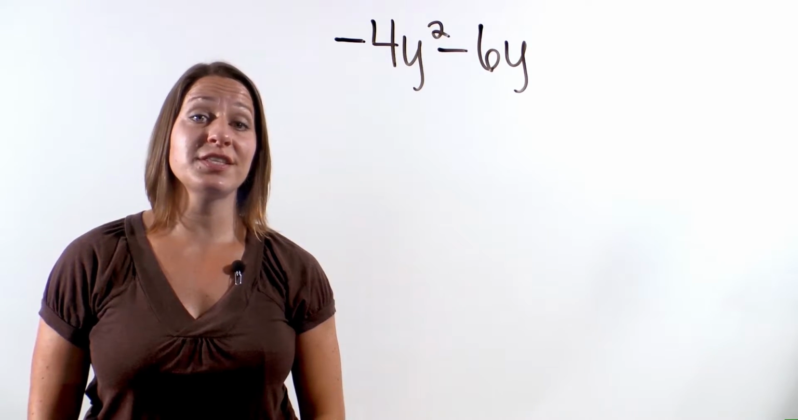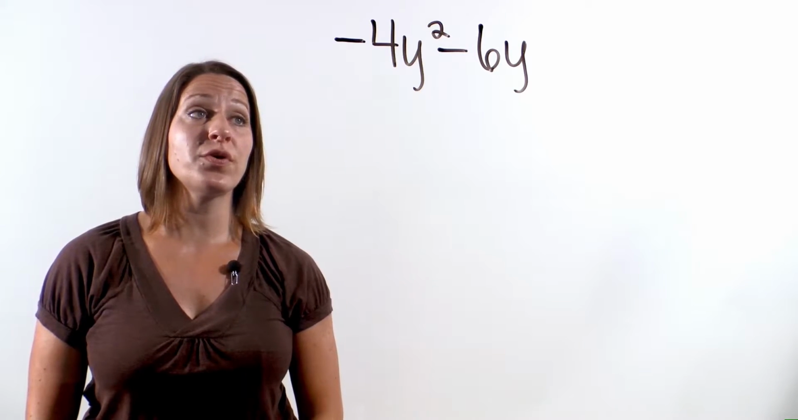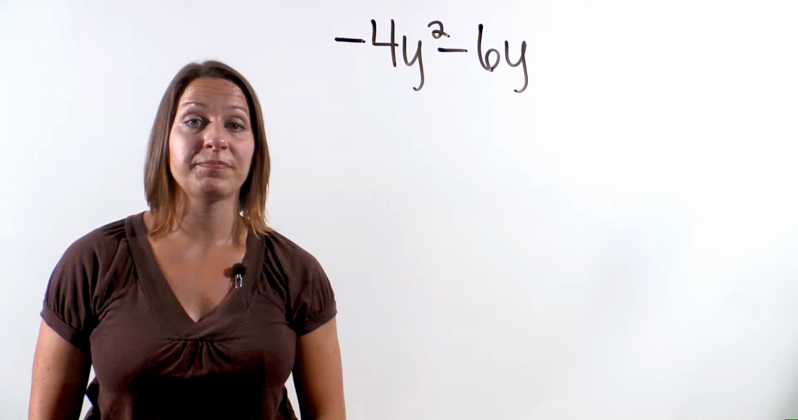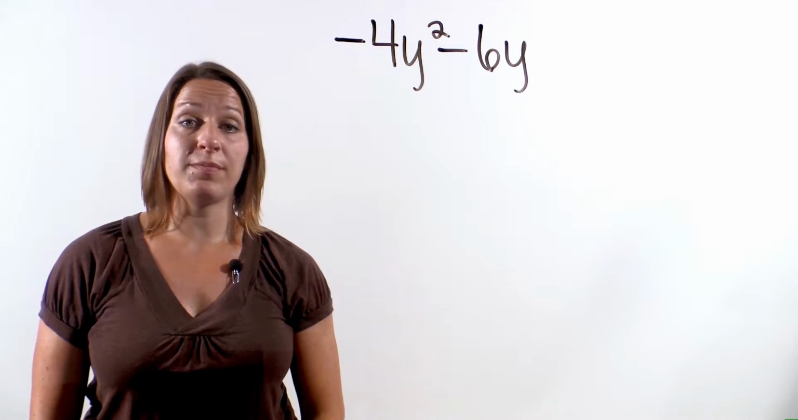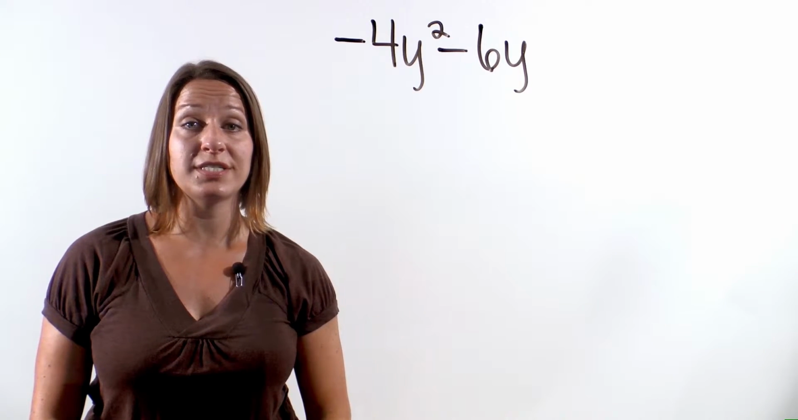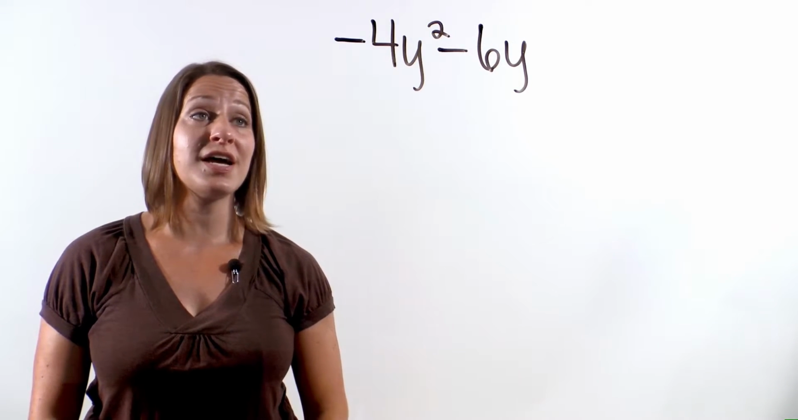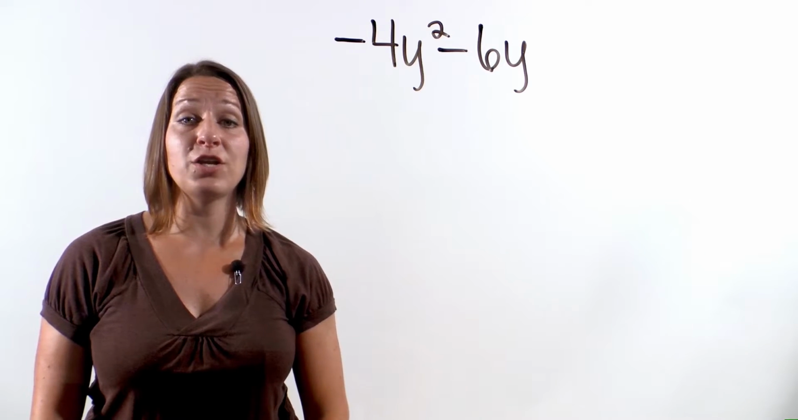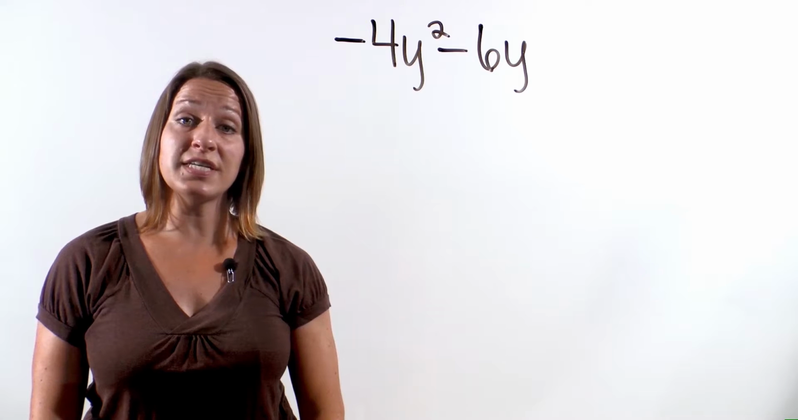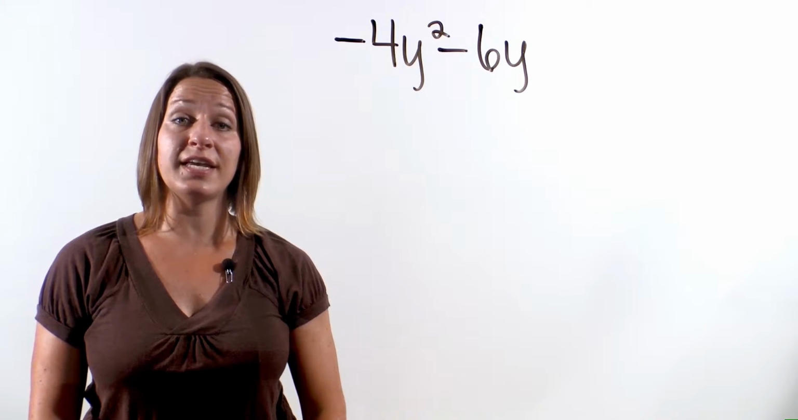Okay, let's take a look at this problem. Negative 4y squared minus 6y. And we're asked to factor this problem. This problem also begins with a negative coefficient, which is a big no-no. You cannot have a polynomial when the leading coefficient is negative. So when we factor this, we need to pull out the negative number.